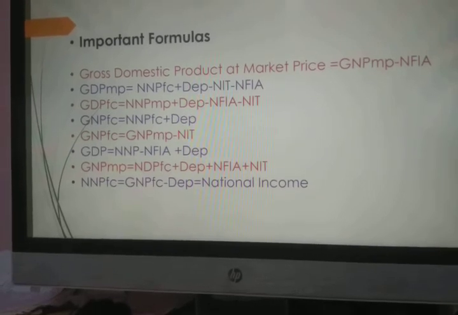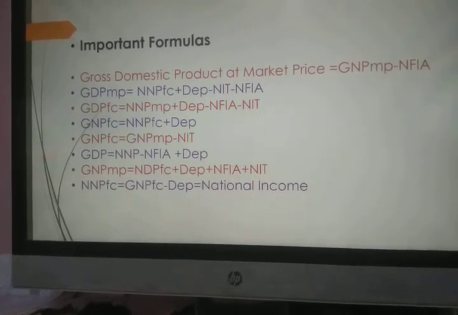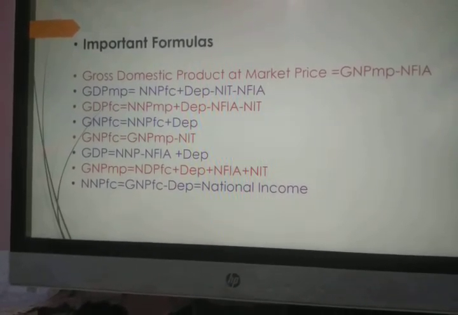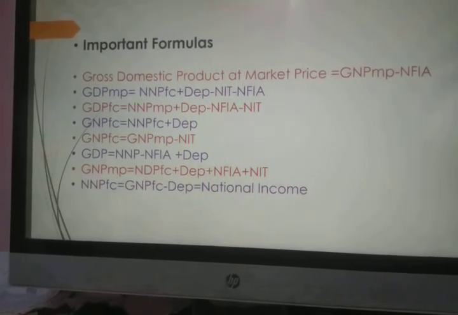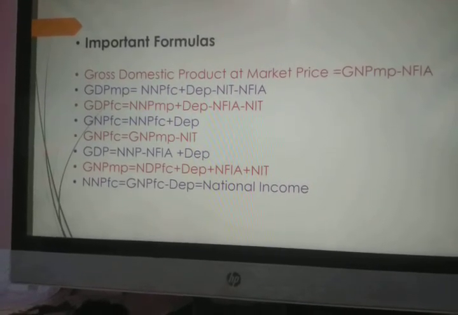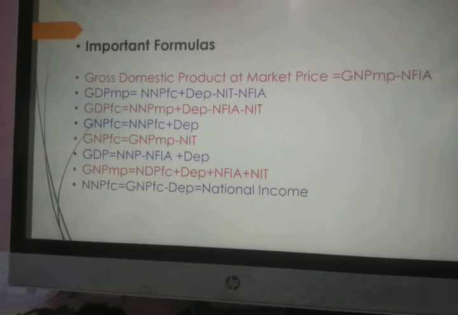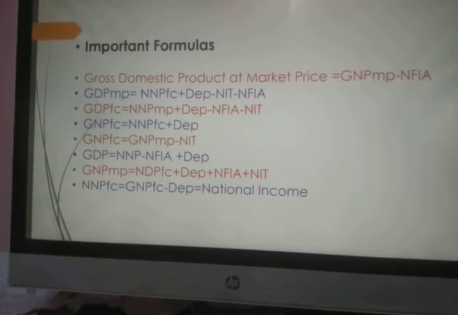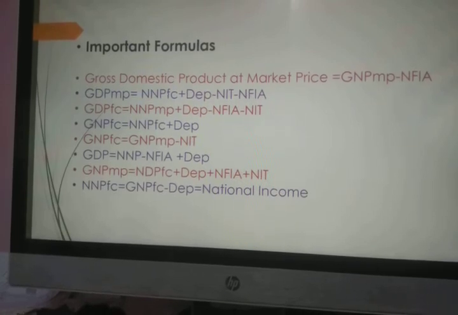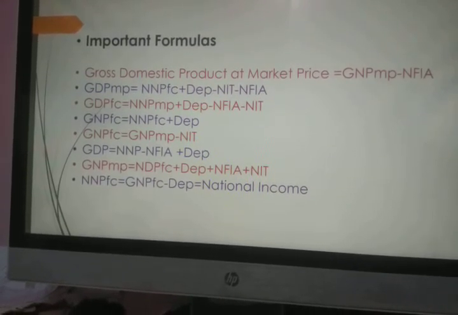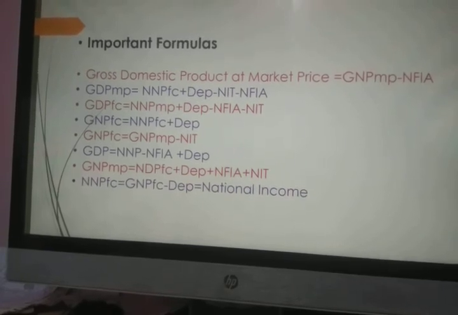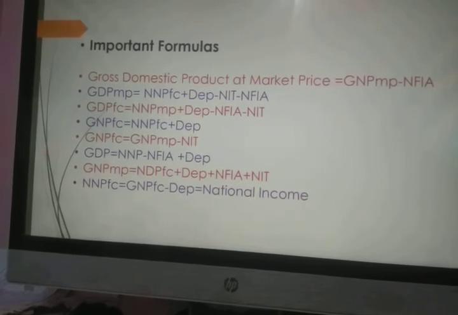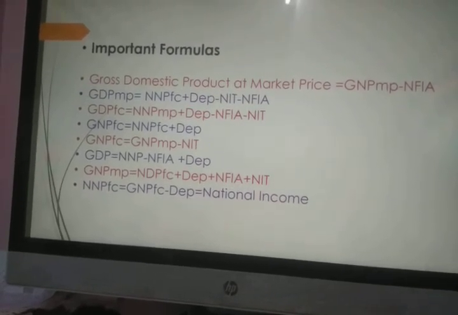And GDP, if simply written, it is understood that it is at factor cost. So remember that when nothing is written, that means this is at factor cost. And that is equal to NNP, again at FC, minus NFIA plus DEP. GNPMP is equal to NDPFC plus DEP plus NFIA and plus NIT. So last but not the least, NNPFC is equal to GNPFC minus DEP, which is equal to national income. So these are the related aggregates.